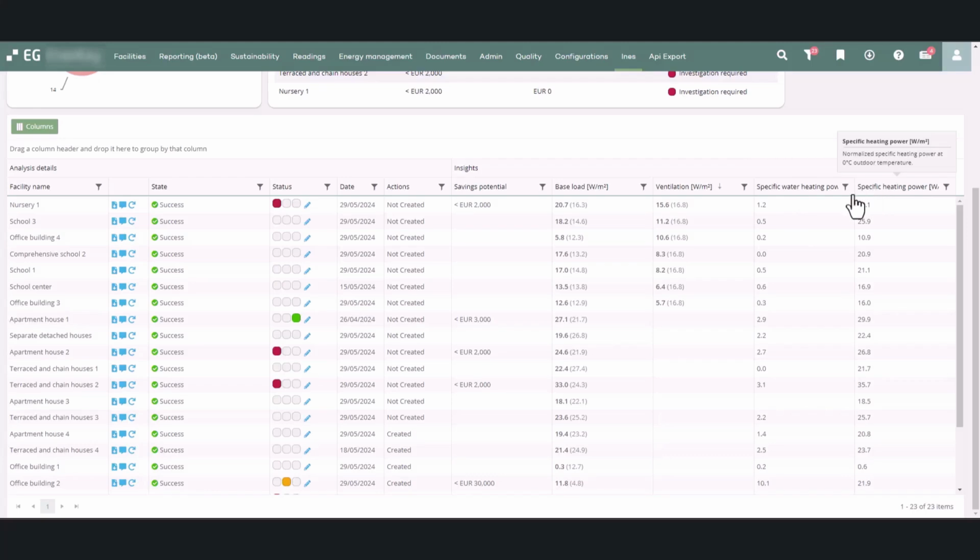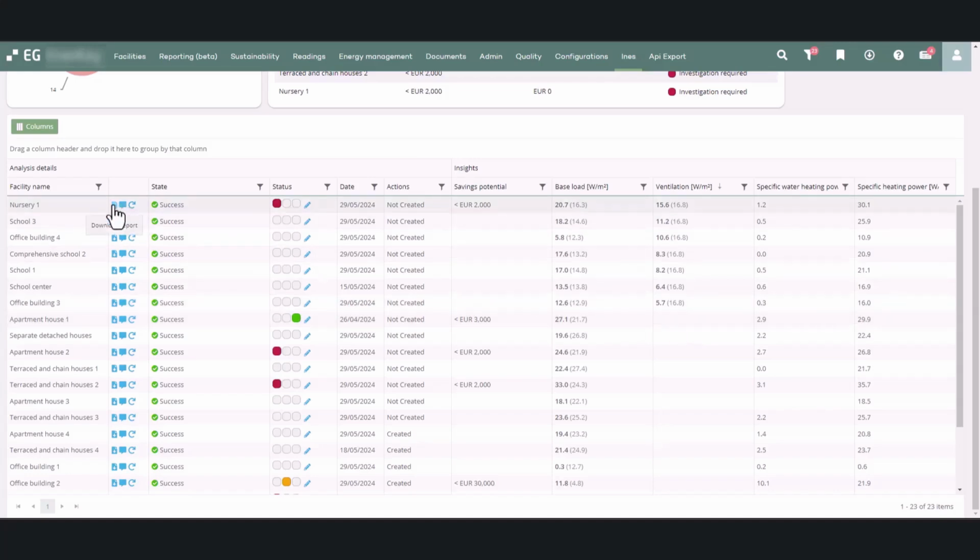For some facilities, not all values can be found, which means that the proportion of ventilation cannot be identified from the consumption data. These are typically facilities where ventilation is always on at a constant power. However, for these facilities, it is possible to make more detailed analysis of the consumption of domestic hot water.